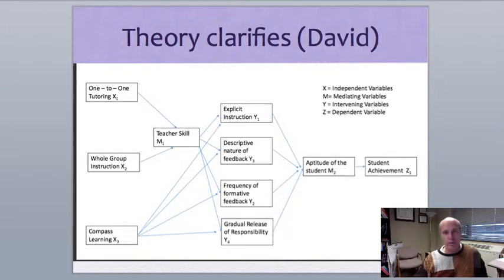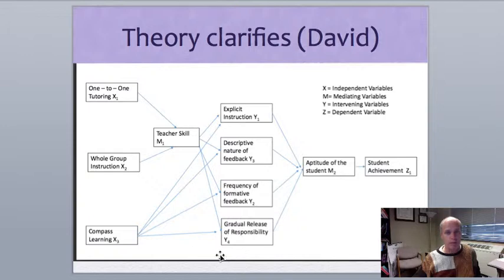All right, a second value of theory I'm taking from David's map, and that is it clarifies relationships so that you know what to do when you're setting up a research study. So for example, I'm going to look at teacher skill and aptitude of student in David's map. The fact that those two things are there, and they're obviously really important in this study, could clarify how you set up your research methodology if you set up an experiment.